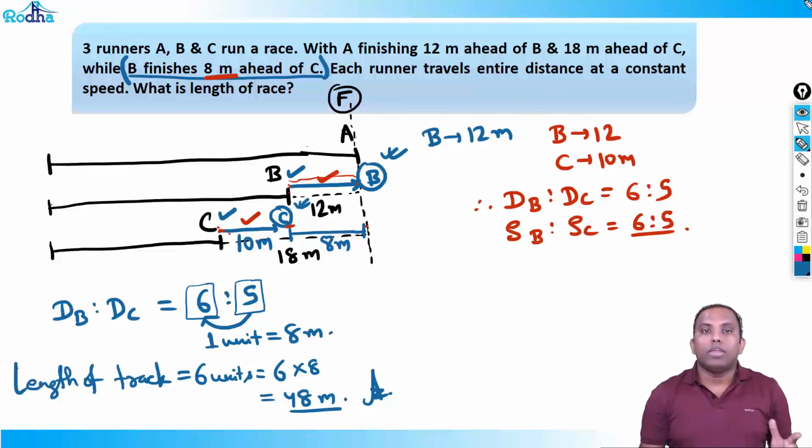So in the actual race, B is beating C by 8 meters, right? So that 1 unit is equal to 8 meters. If 1 unit is equal to 8 meters, then B covering the entire length of the track, that is 6 units, is 6 into 8, a total of 48 meters. That is the length of the track.